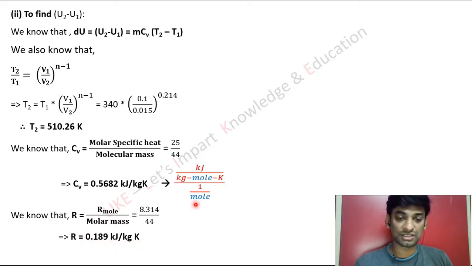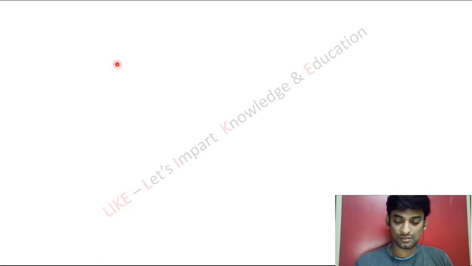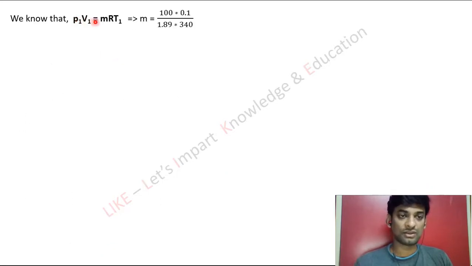The same unit conversion formula will be applicable. So the unit becomes kilojoule per kilogram Kelvin. If it is air, you can assume R is equal to 0.287. Since it is a different gas, you have to determine the R value. We know that PV is equal to MRT. P1 is given, V1 is given, R just now we have calculated, T1 is given. From this you can calculate mass.